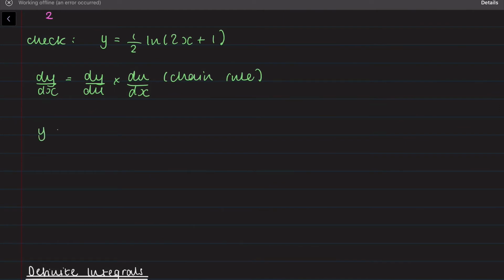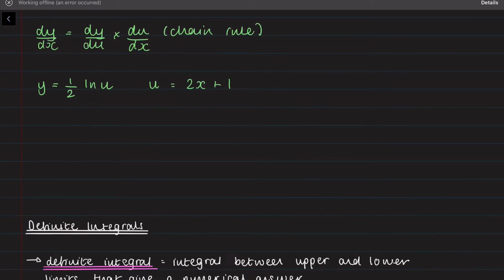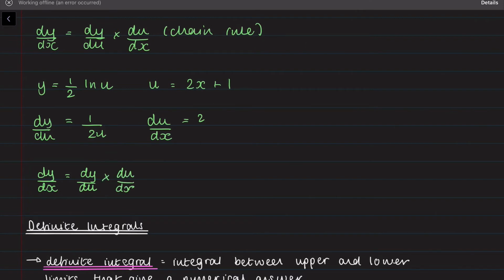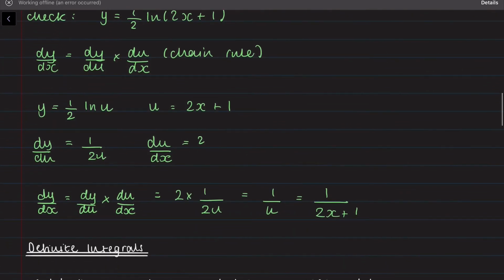So I know I can rewrite my y as y equals a half ln u, because it's a composite function. So u is 2x plus 1. And now I've got dy by du is 1 over 2u. And I've got du by dx. It's just 2. So if I want dy by dx, I've got dy by du times du by dx, which is 2 times 1 over 2u, which is just 1 over u, which is 1 over 2x plus 1. And I scroll back up. That's what I was integrating, so I know I was right.